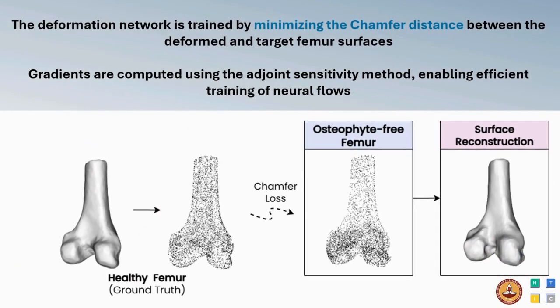Here we are looking at how our deformation network is trained. So we minimize the chamfer distance between our deformed and the target femur surfaces. The gradients are computed using the adjoint sensitivity method, enabling efficient training of neural flows. Finally, we perform a surface reconstruction in order to get the 3D model of it.